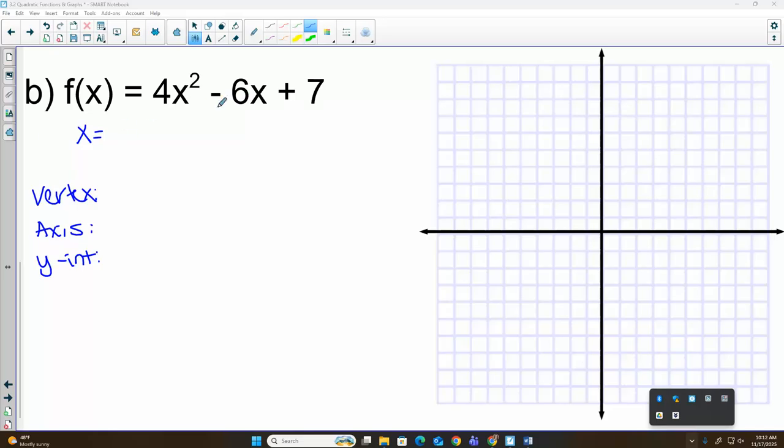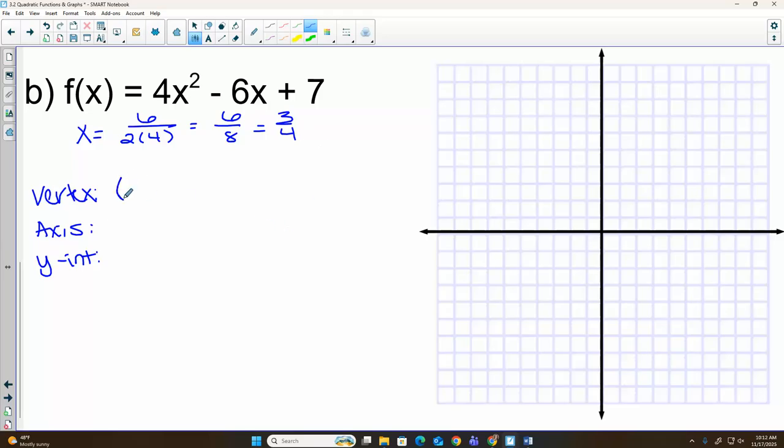So the opposite of B. B is negative 6. The opposite of negative 6 is 6 over 2 times A. A is the number in front of x squared, so that's 4. So we get 6 over 8, which is 3/4. So that's the x value. To get y, you plug that in.